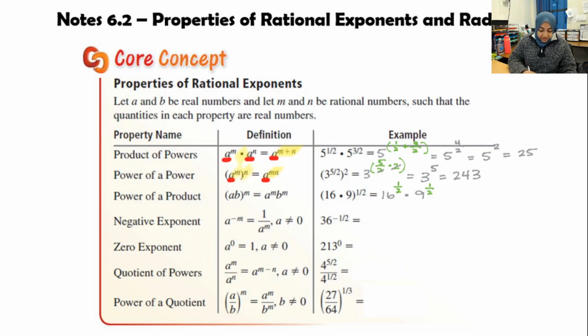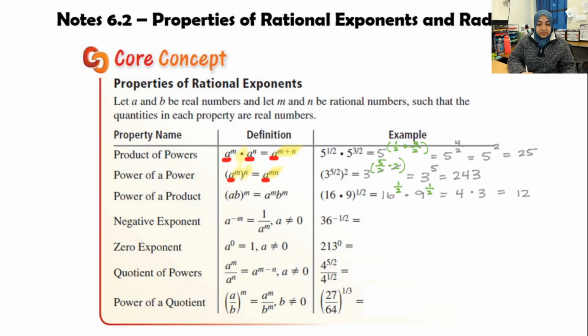All right, so 16 to the 1/2, if I think back to 6.1, I know that raising something to the 1/2 power is the same as, hopefully you said, taking the square root. And I know that the square root of 16 is 4. The square root of 9 is 3. 4 times 3 is 12.